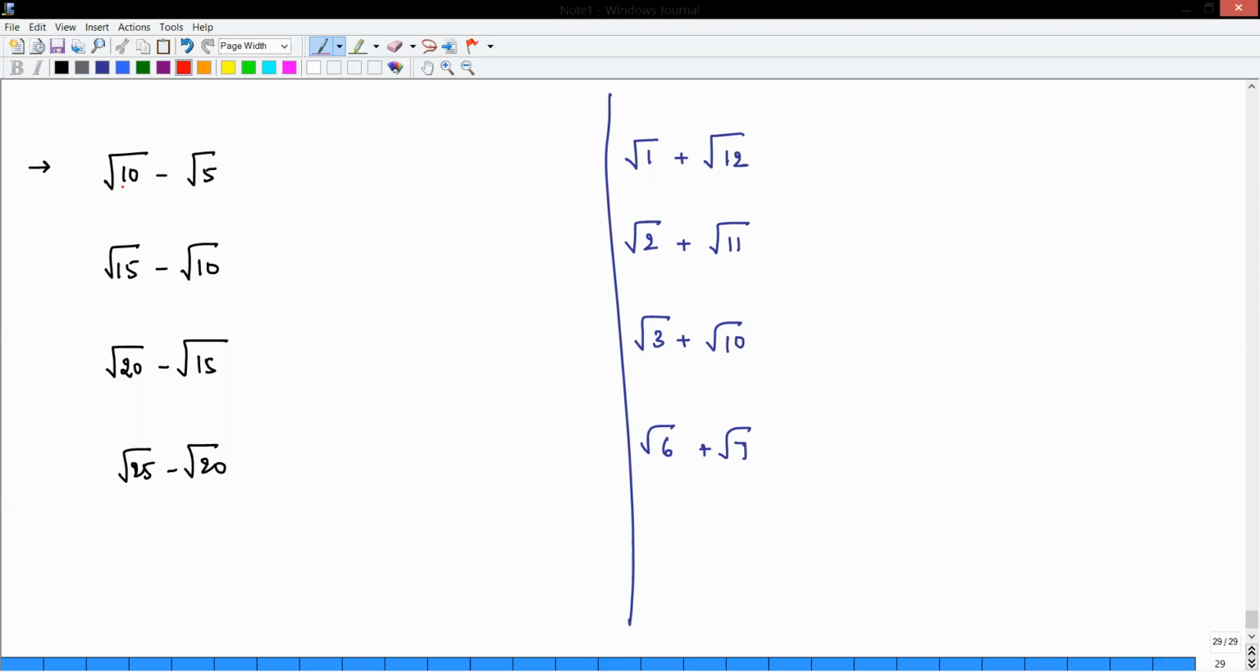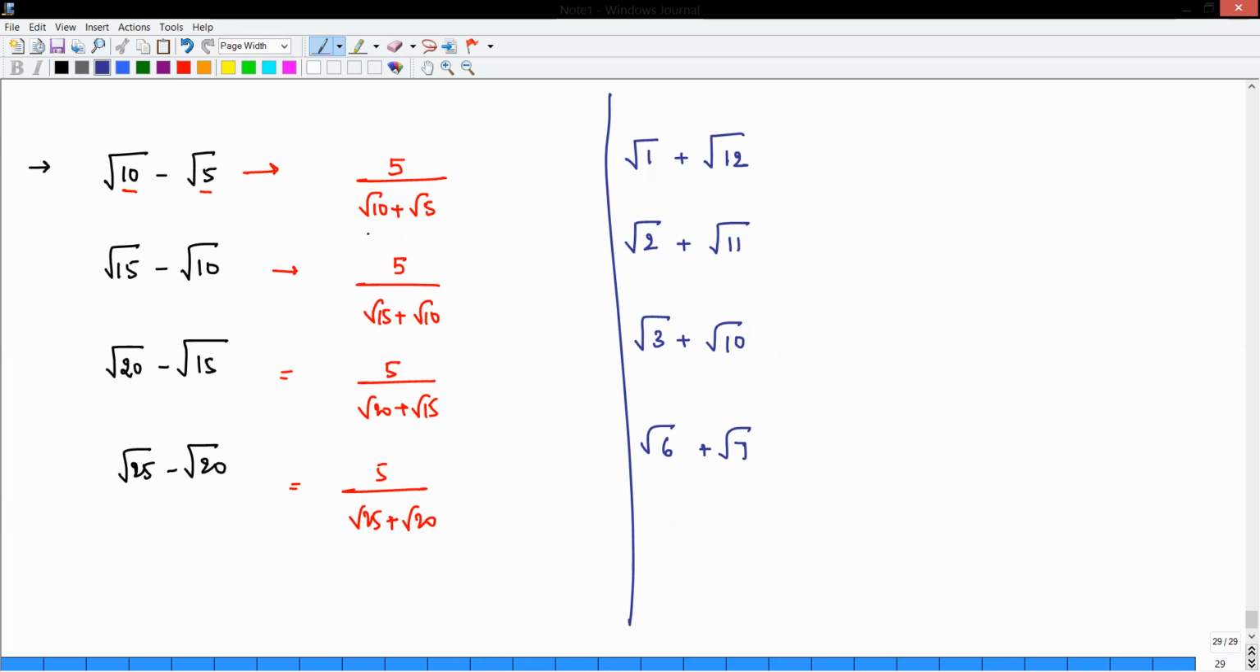In the first set, whenever you see the difference is the same, you rationalize it. If I rationalize it, what happens? You multiply it with root 10 plus root 5, therefore it becomes 10 minus 5, that is 5, divided by root 10 plus root 5. Rationalize the numerator: 5 by root 15 plus root 10, because you are multiplying it with root 15 and root 10. 5 by root 20 plus root 15, by root 25 plus root 20.